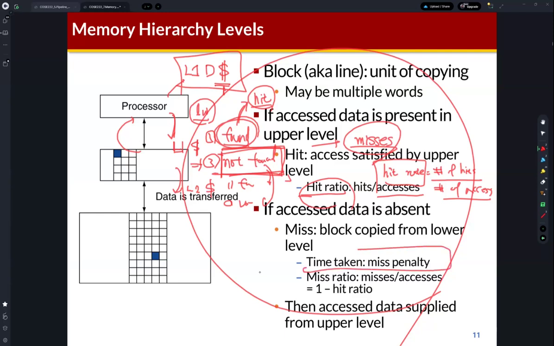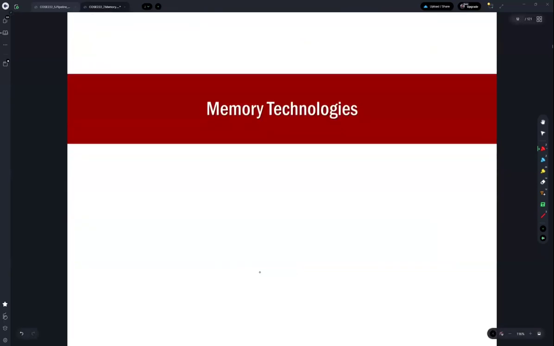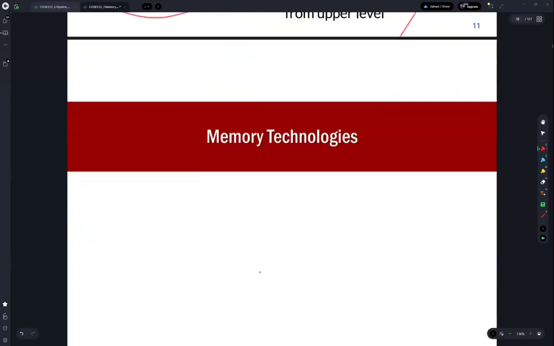The number of cycles consumed by the miss event is called the miss penalty. More cycles are consumed, so it's a penalty for the performance, right? And obviously miss rate is the number of misses per access, the number of misses divided by the number of accesses. It is equivalent to 1 minus the hit rate. So you need to understand the behavior of this memory hierarchy.